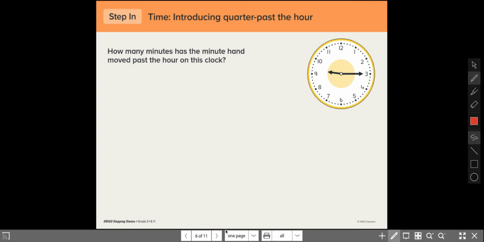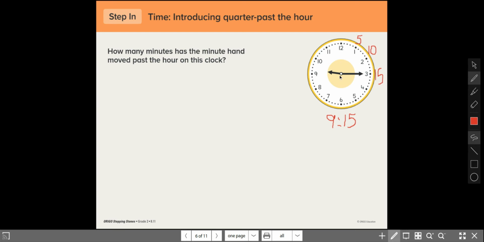So let's take a look at this clock. How many minutes has the minute hand moved past the hour on this clock? Well, we can count by fives, right? And we can go 5, 10, 15. Okay, so I can read this time as 9 because the hour hand is just a little bit after 9. 9, 15, because I counted 5, 10, 15, and that's where my minute hand landed. 9, 15.